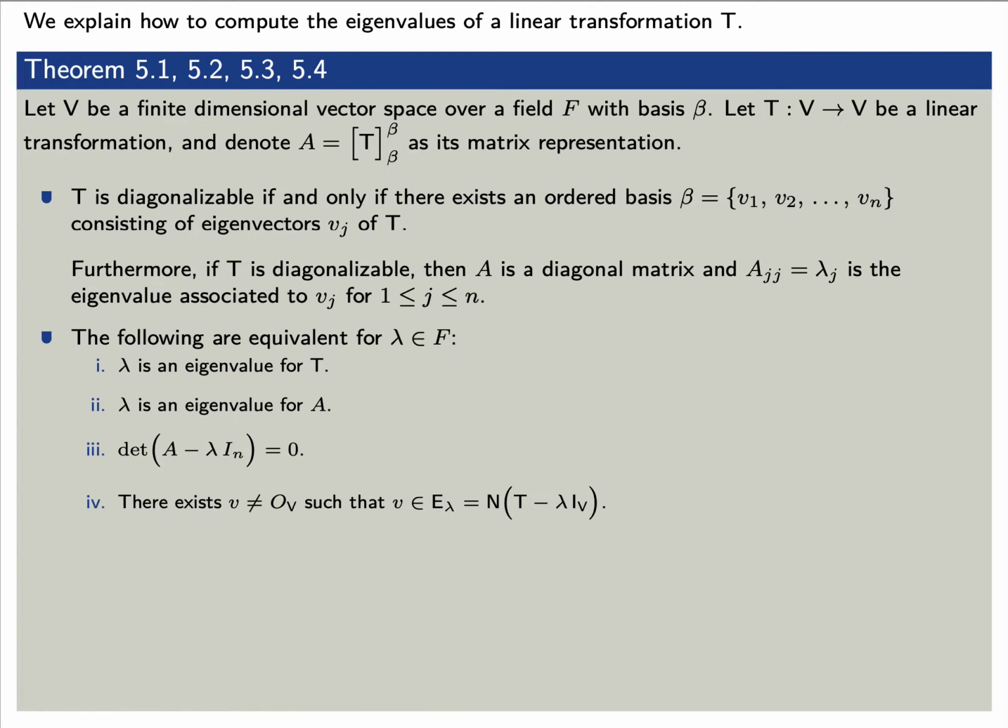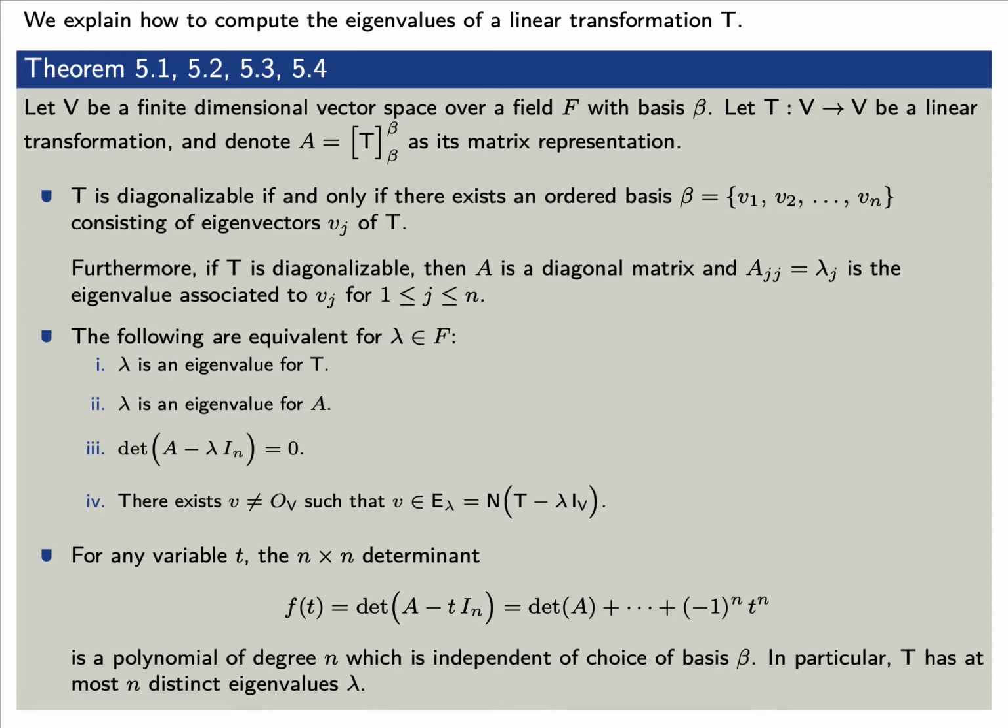Second, the following four statements are equivalent for any scalar lambda. Lambda is an eigenvalue for the linear transformation T. Lambda is an eigenvalue for the matrix representation A. The determinant of A minus lambda times the identity matrix is 0. And there exists a non-zero vector, lowercase v, such that lowercase v is in the null space of the linear transformation T minus lambda I.